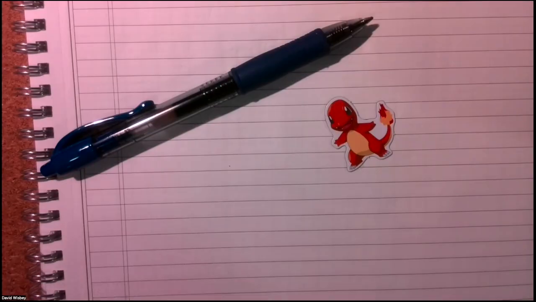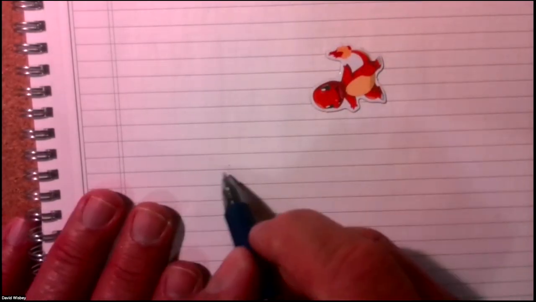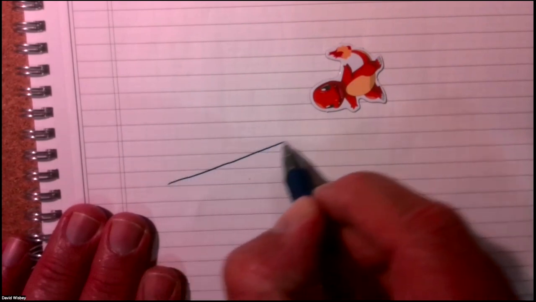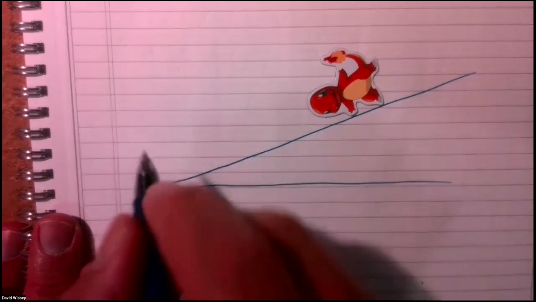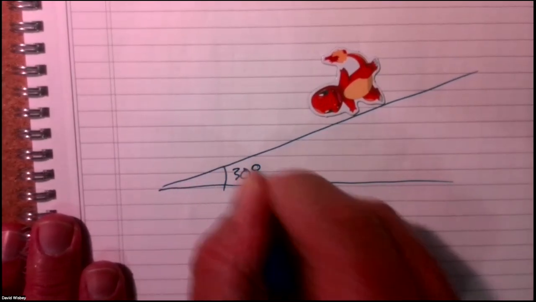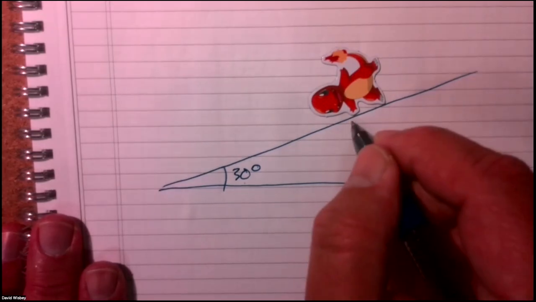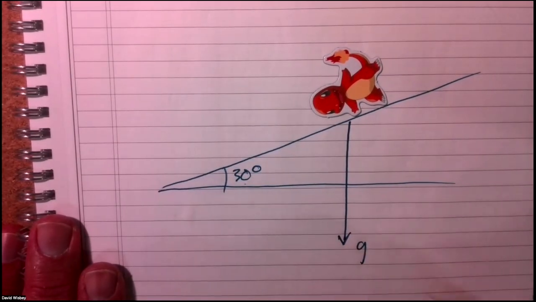All right, so let's say Charmander is sliding down a hill because he loves to have fun. Okay, so here's Charmander, sliding down the hill. How do we find the acceleration here? Let's say this angle is 30 degrees. We know that gravity is pulling Charmander down.